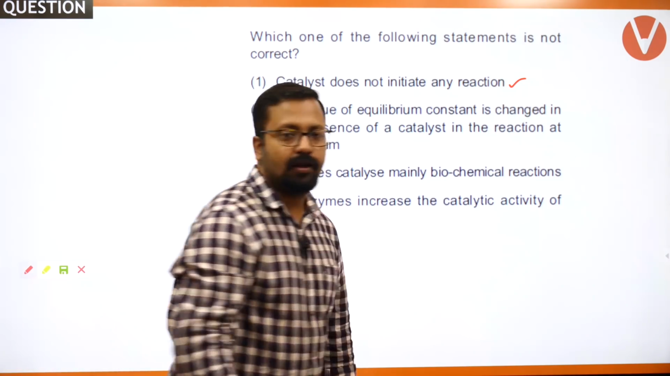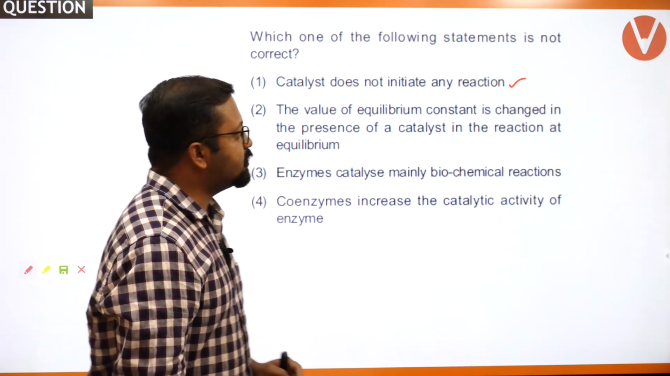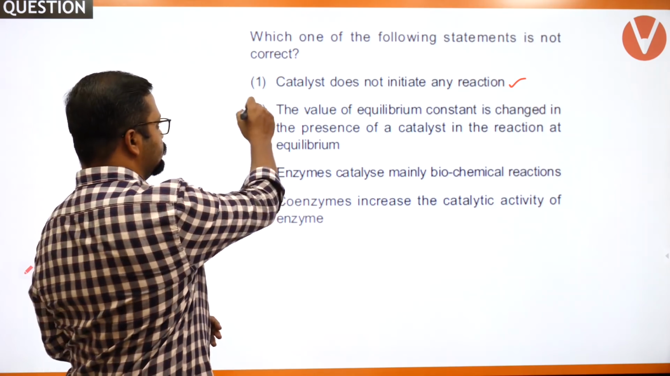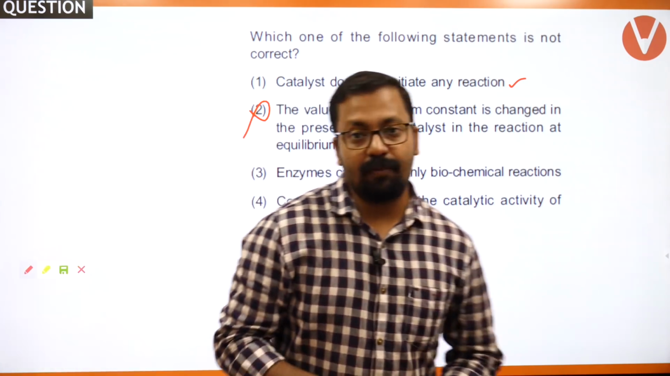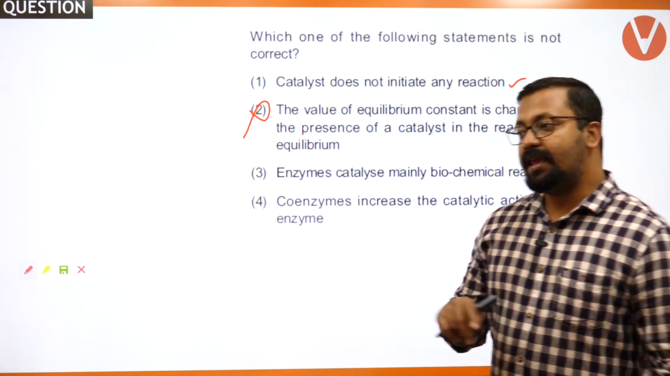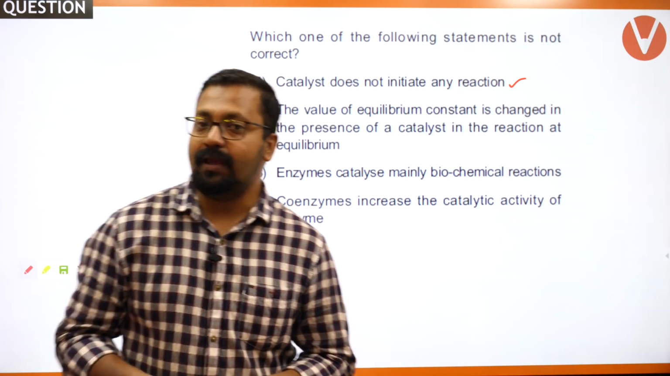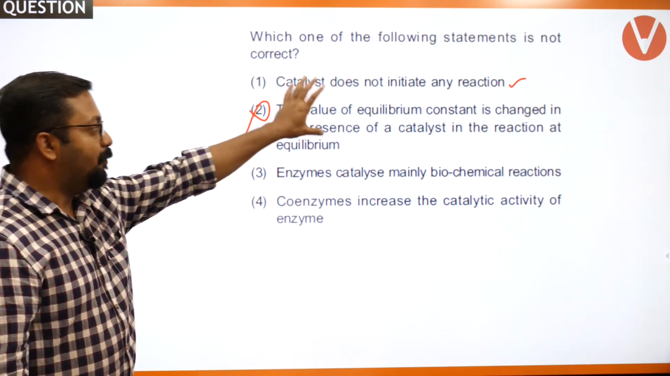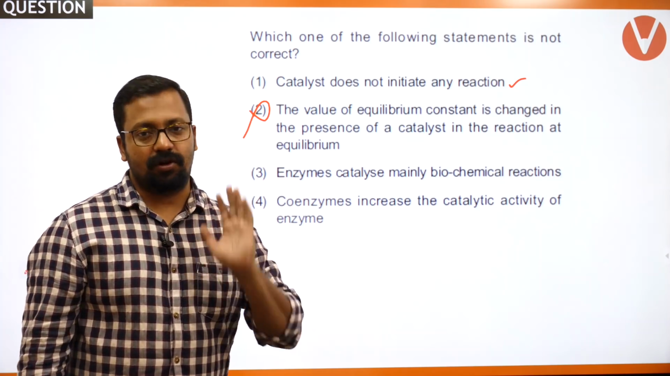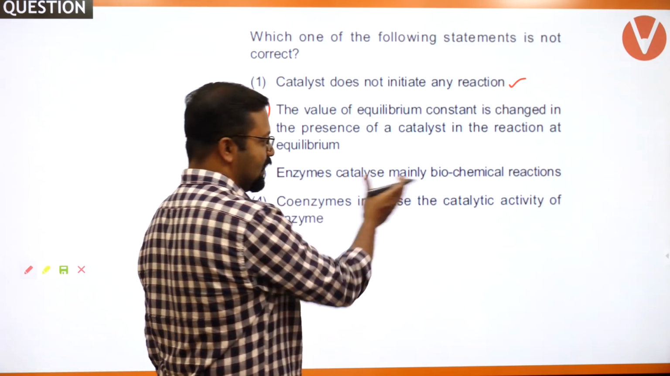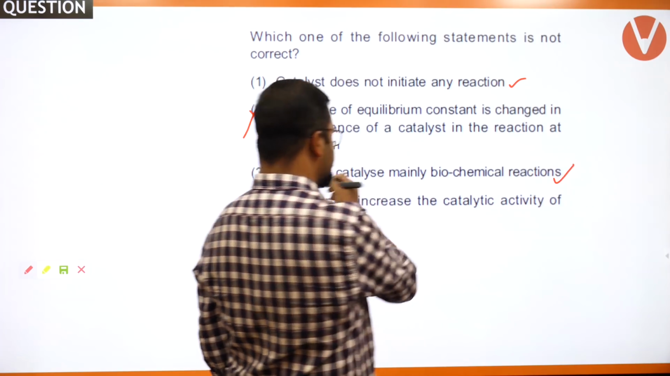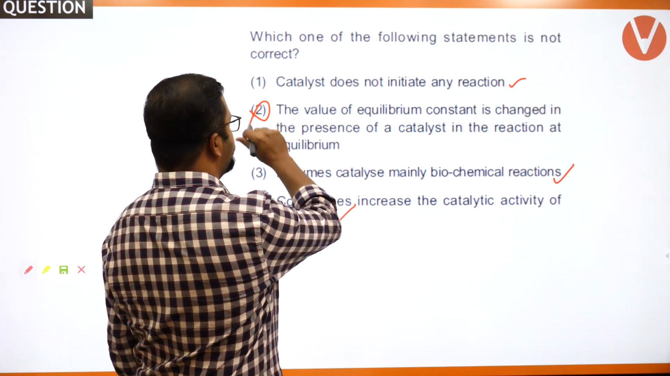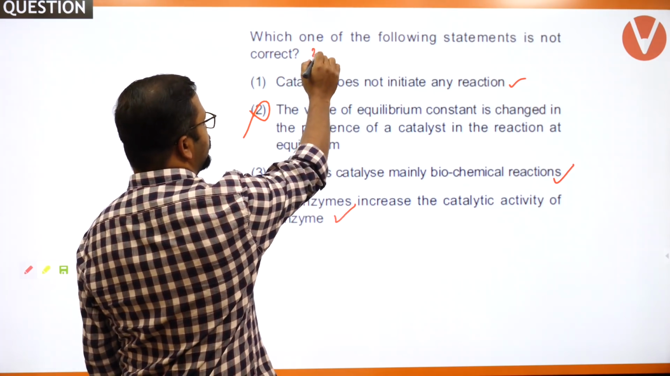Yeah, this is a correct statement. Okay. The value of equilibrium constant is changed in the presence of a catalyst and the reaction at no. Equilibrium constant value is a constant. Equilibrium would only be attained quickly because the forward reaction and the backward reaction will take place faster, but equilibrium constant value is not going to get changed. The other parts also catalyze mainly biochemical reaction. Yes, enzymes. Coenzymes increase the catalytic activity. That is also correct. The incorrect option is 2 and that is the right answer to the question.